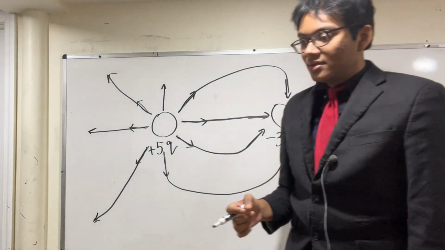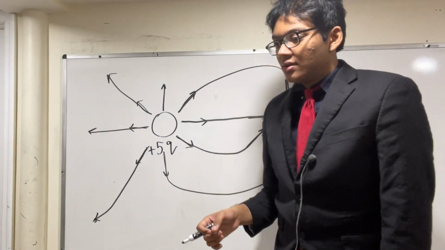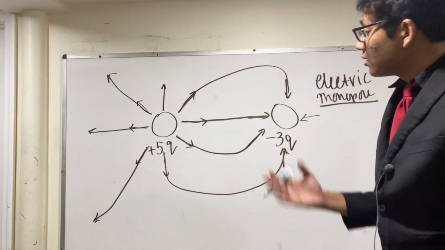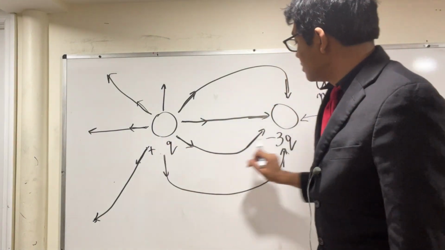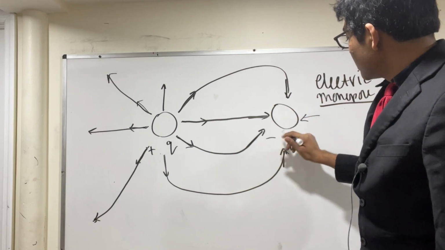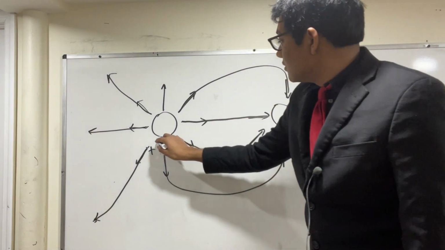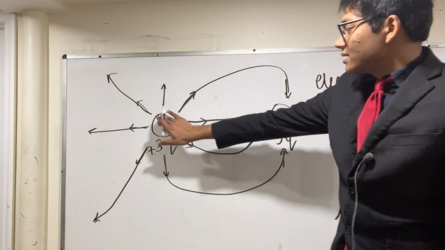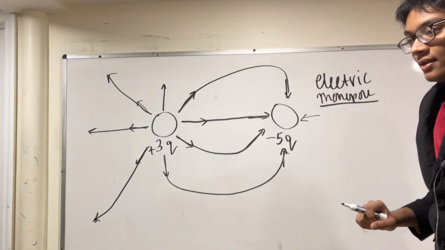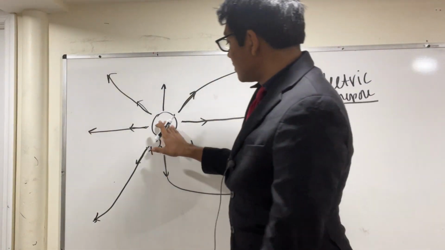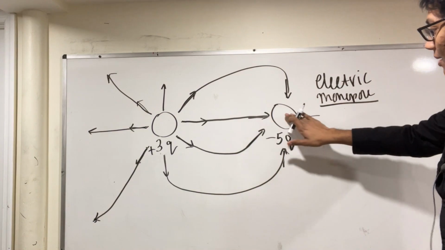Wait, I have a question. What if there was a bigger negative charge? Let's try it. Let's switch them up. So let's make it -5q and +3q. So how many is it going to throw out? Well, it's going to throw out 30 field lines, right? Yeah, 30. And how many will get captured?